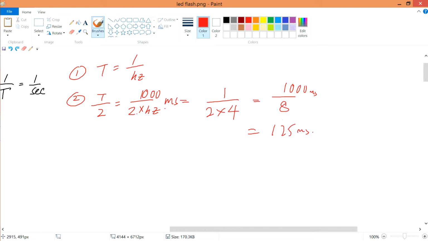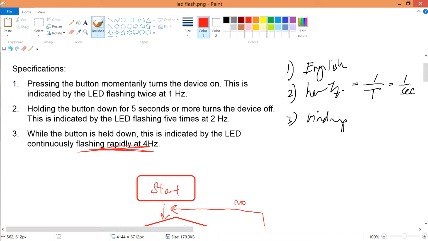But because we don't know how many times it flashed, because it just says that it flashed rapidly, we don't know how many times, but we know that it caps at 5 seconds. Think about it. When the button is held down, it is indicated by the LED flashing at 4 Hz, until holding the button down for 5 seconds or more will turn the device off. So when you hold it for 5 seconds or more, this particular sentence comes in. So you know that the limit is until you hold it for 5 seconds. You get what I mean?